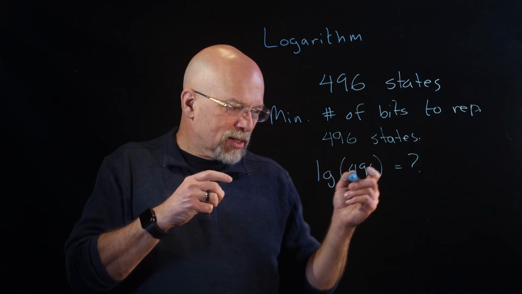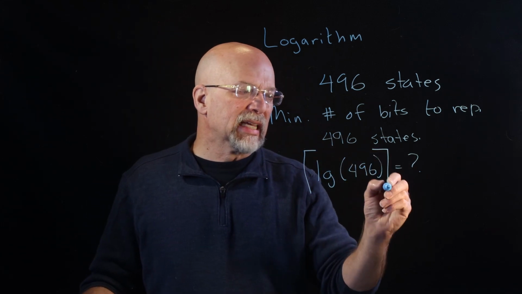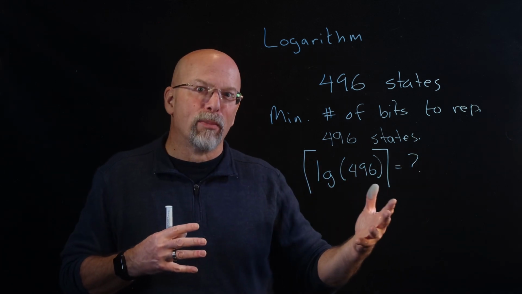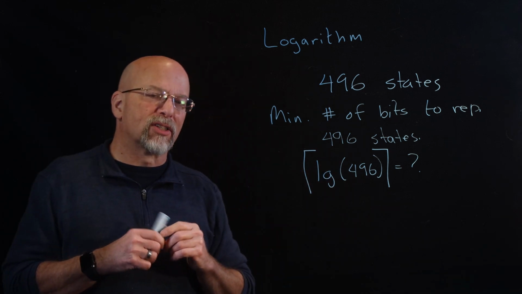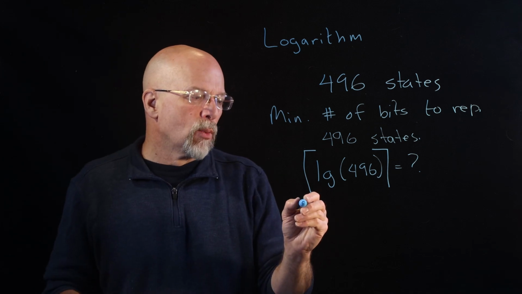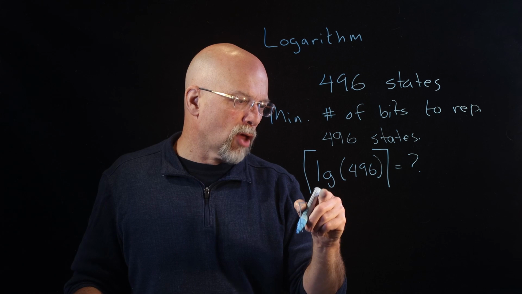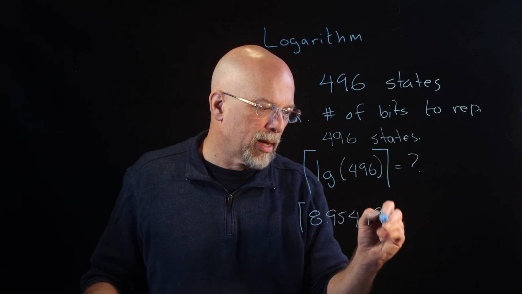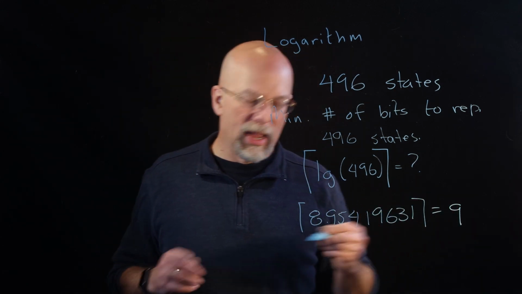And in order to make this a little bit more mathematically correct, we are going to figure out what the ceiling is, because we can't use half a bit. We have to use a whole bit. So if any portion of a bit is required in order to represent 496, it's going to require one full bit, so we use the ceiling function. Well, the ceiling of log 496, well, log of 496 is 8.95419631, and the ceiling of that is equal to 9.